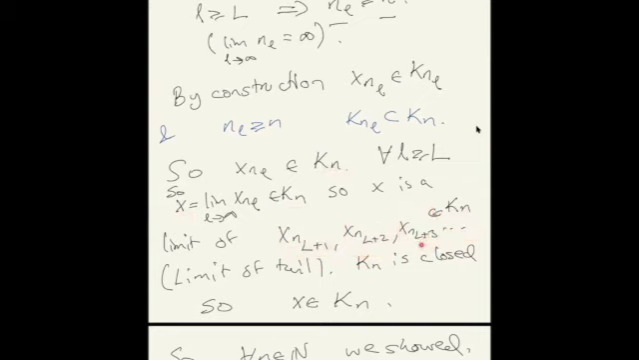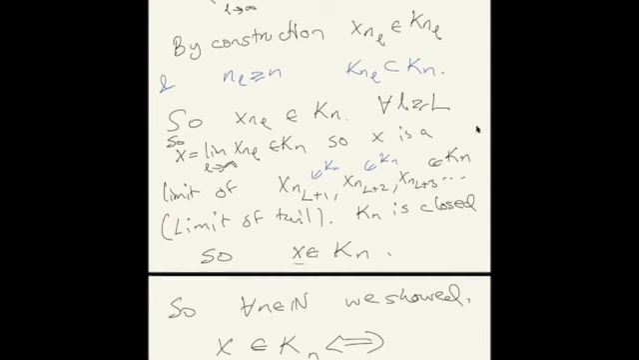Now, when we're taking only the large indices, that is indices bigger than something, this is called the tail. And X is also a limit of this sequence. And because all of these points lie in Kn, then the limit point has to also lie in Kn. Why? Because Kn is closed. So we get that X is in Kn.